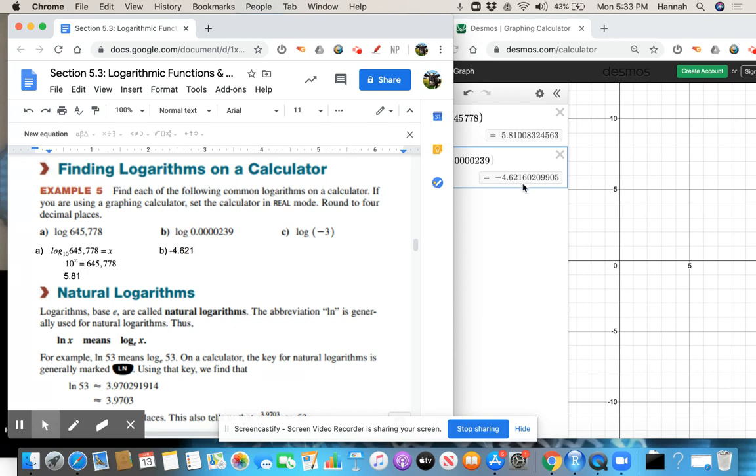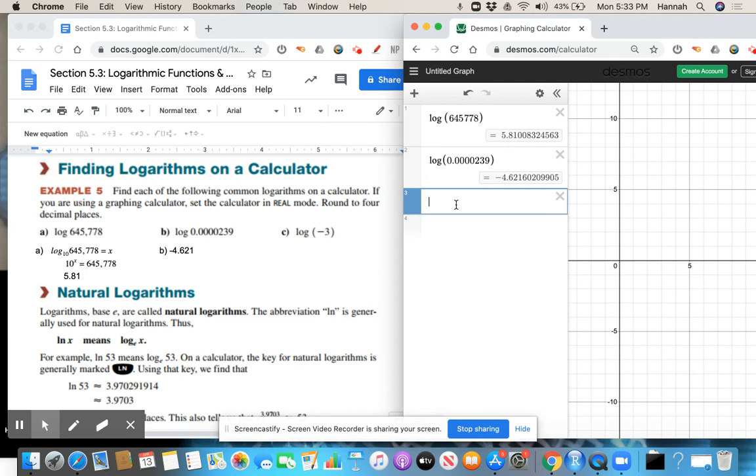All right, very last one I want you to see. Let's say you get something like log of negative 3. See how that says undefined in Desmos? Here's why. What you would be solving if you did this by hand is you'd be saying 10 to the what power gives me negative 3. Well, there's no answer to that equation.